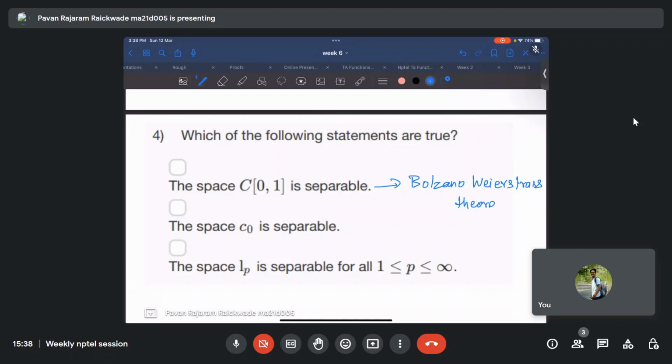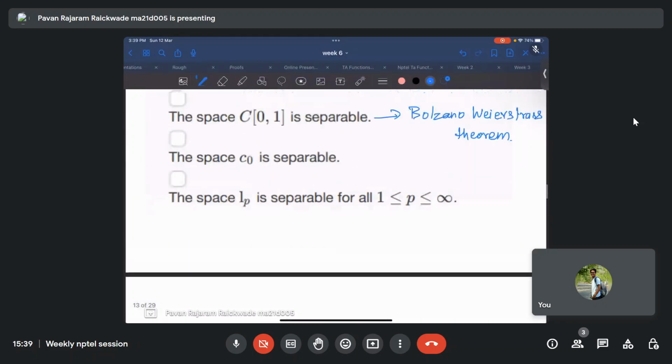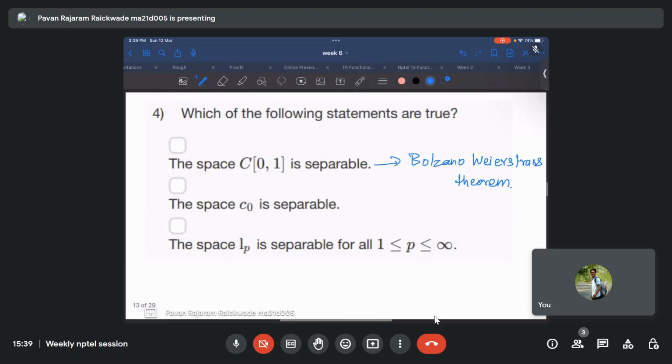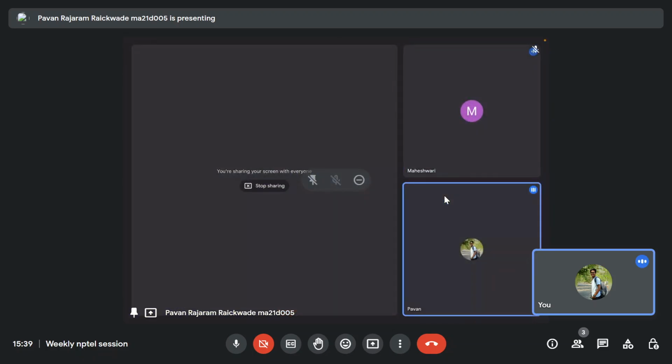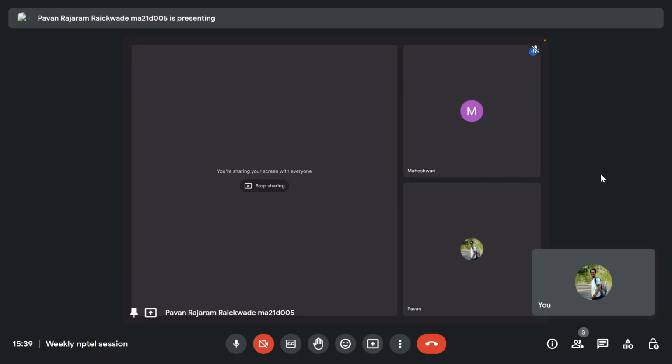Sir, screen is not visible, sir. Screen is not visible now. No, sir. Maybe some internet problem on your side, because for me it's visible on my PC. Try to rejoin again. Okay, sir, I will check.